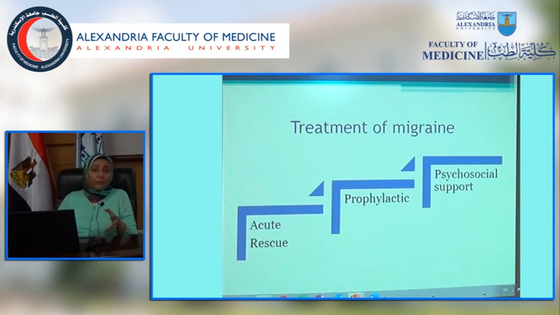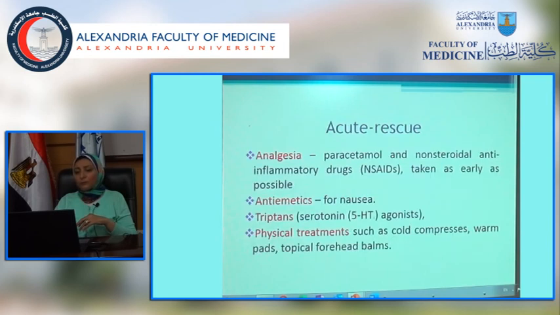When do I need prophylactic treatment? If your headache is very frequent, more than once per week, or if your headache is very severe, we have the severity scales, so a very severe headache that makes the child miss a lot of school days, causing a deterioration in his academic performance, for example. So the increased frequency and the severity is one of the indications for prophylactic treatment. And again, we have some sort of psychosocial supports that we are going to talk about.